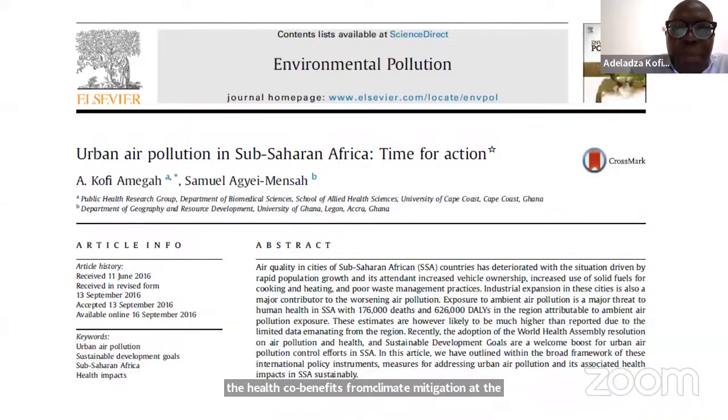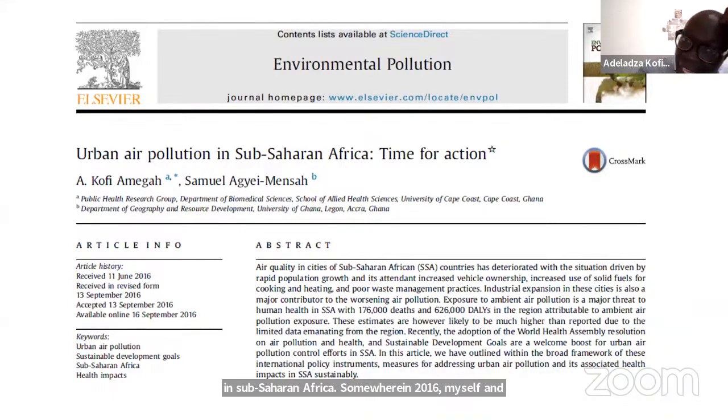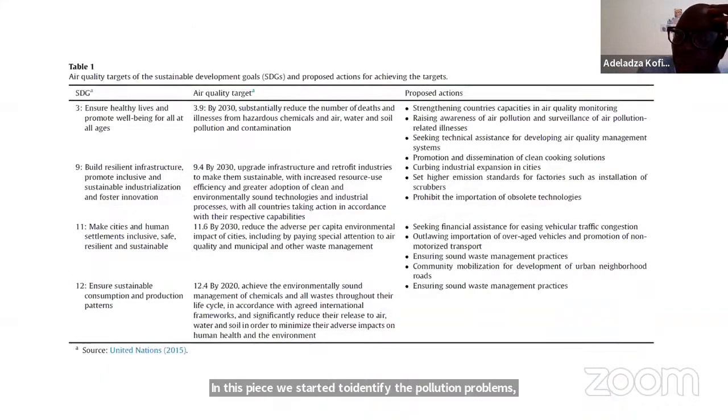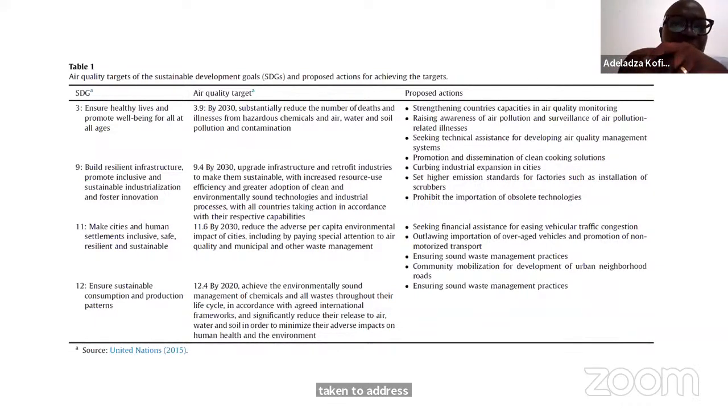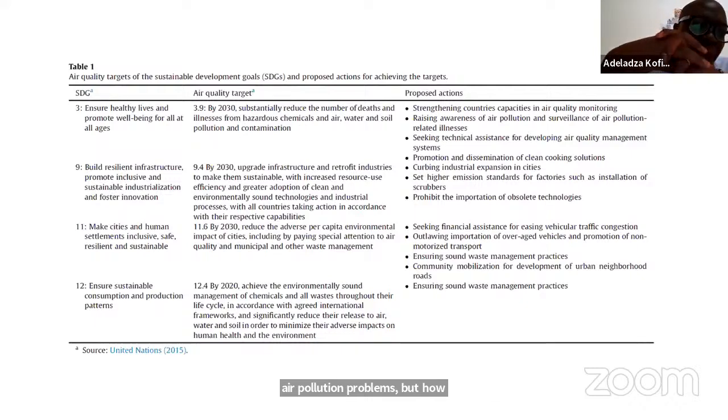Air pollution is a big problem in sub-Saharan Africa. Somewhere in 2016, myself and my colleague at the University of Ghana put together this piece, and interestingly, it's still relevant today. In this piece, we identified the pollution problems, the drivers, and also importantly, some of the steps that can be taken to address them. But not only addressing the air pollution problems, but how these proposed actions can also help us meet the sustainable development goals that embody air pollution or air quality.